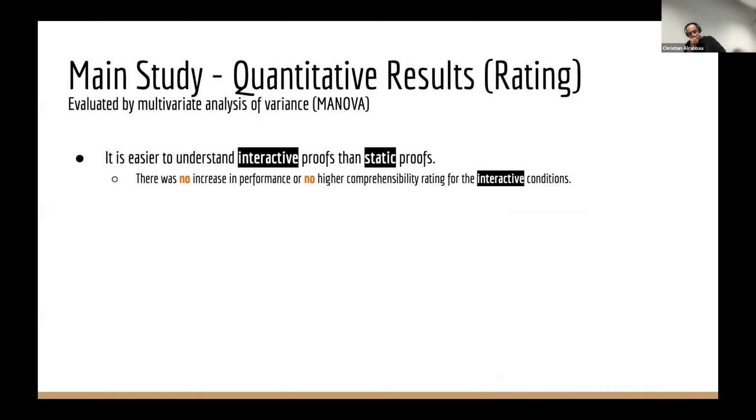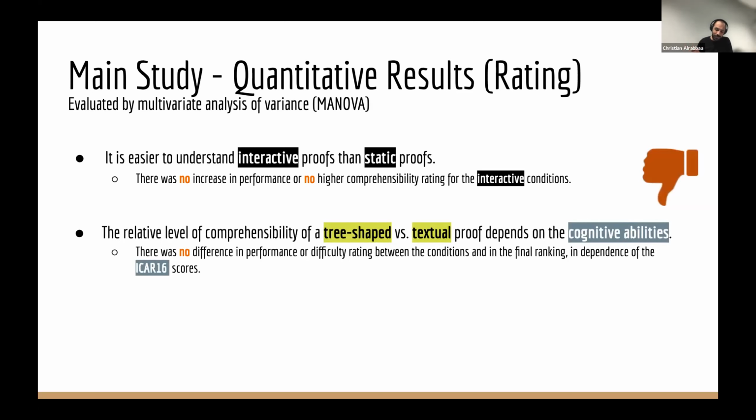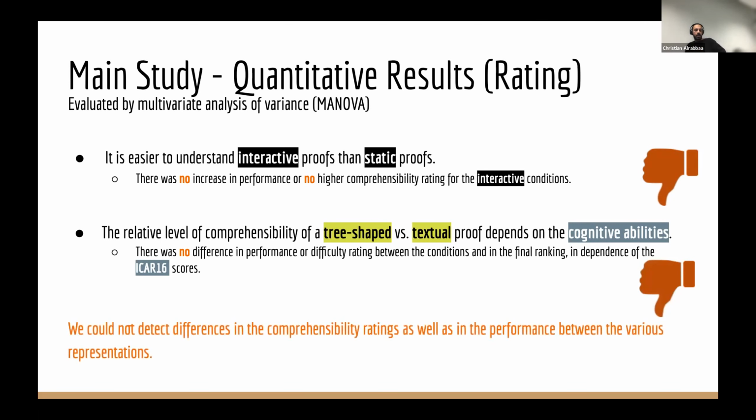Okay, so unfortunately, the hypothesis that understanding interactive proofs is much easier than static ones is something we could not confirm. And the same holds for the other hypothesis. So we could not, with the data that we collected, confirm that tree-shaped proofs versus text-based proofs is something related to the cognitive ability of the receiver, of the user, basically.